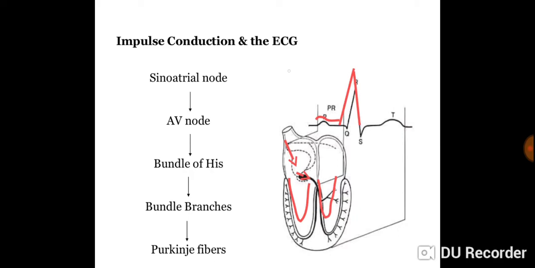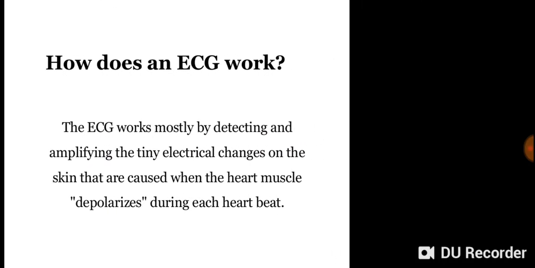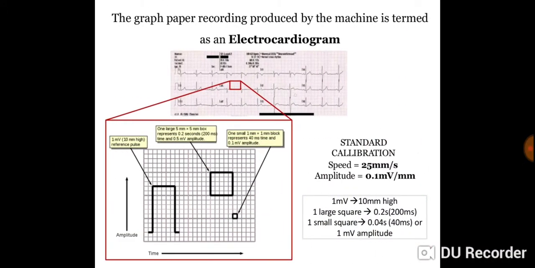I'll just focus on the conduction of the heart from the SA node to the AV node to the bundle of His, bundle branches, and Purkinje fibers. Small review here. Now, this is important.